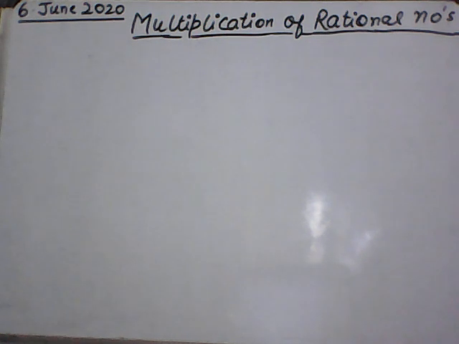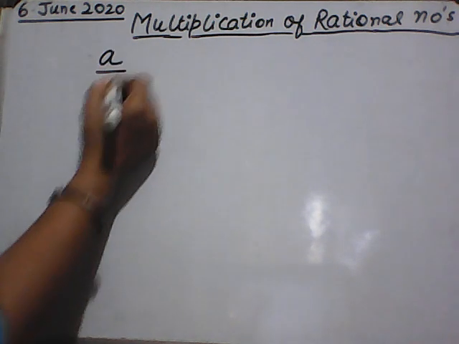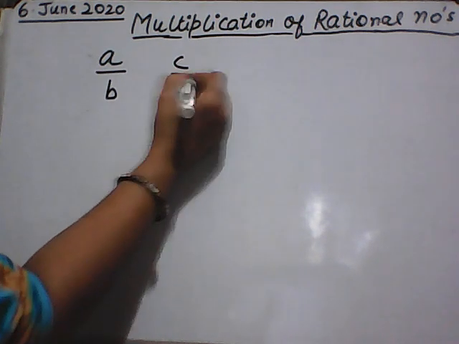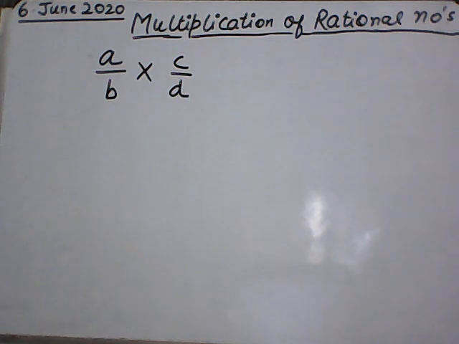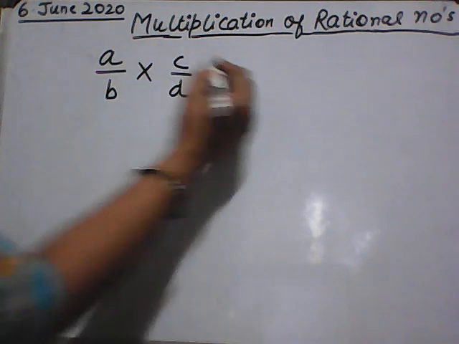Good morning, students. Today's topic is multiplication of rational numbers and division of rational numbers. Let's start with multiplication of rational numbers. Suppose we have two rational numbers a by b and c by d, and you have to find the product of the two rational numbers. How can we multiply these two rational numbers? Or you can say, how can we find the product of these two rational numbers?